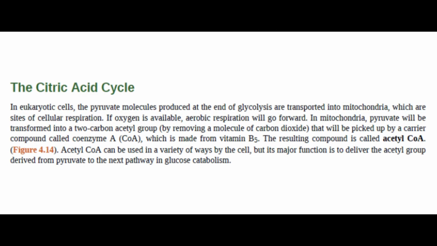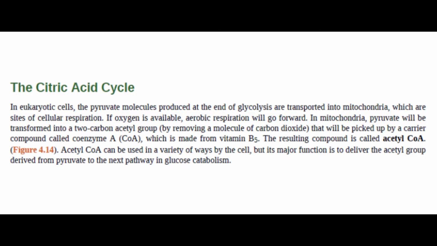The citric acid cycle. In eukaryotic cells, the pyruvate molecules produced at the end of glycolysis are transported into mitochondria, which are the sites of cellular respiration. If oxygen is available, aerobic respiration will go forward.